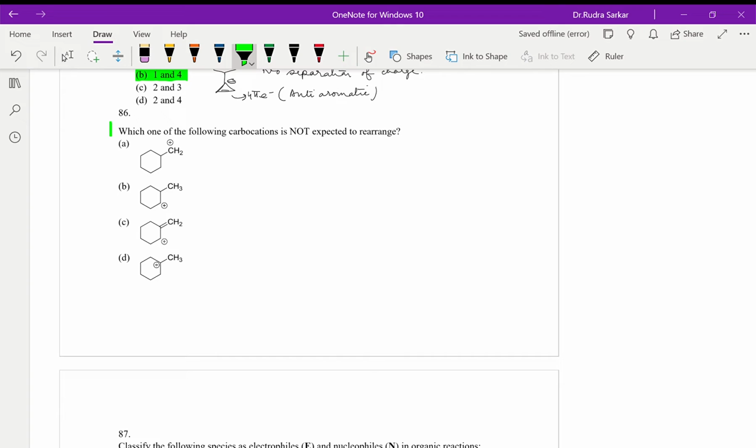Okay, number 86 question. Which one of the following carbocations is not expected to rearrange? Now over here, whenever a carbocation is 3 degree, then it will not rearrange. So that way we can see that option D is a 3 degree carbocation, so it will not rearrange.